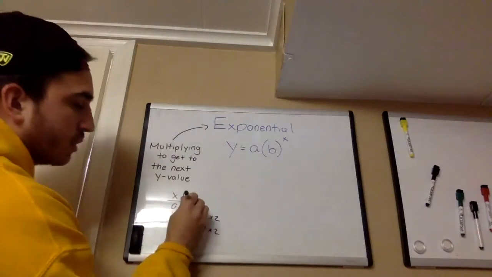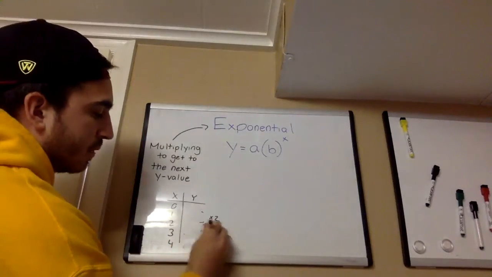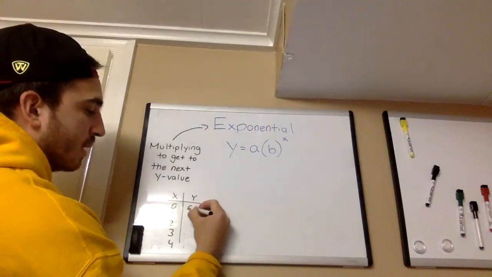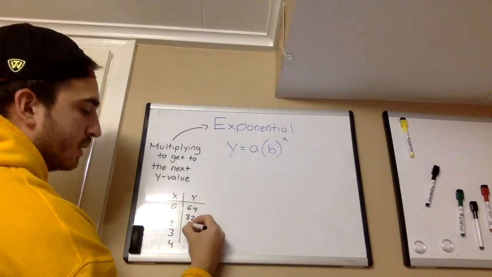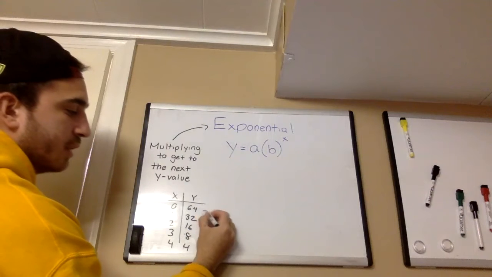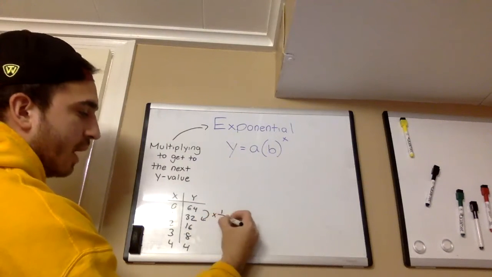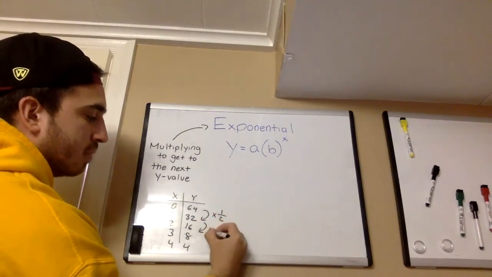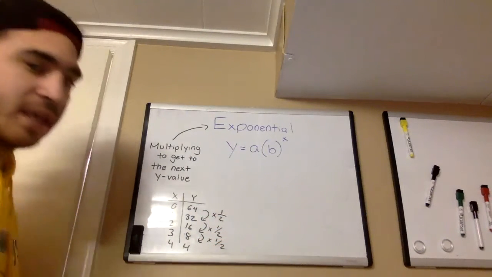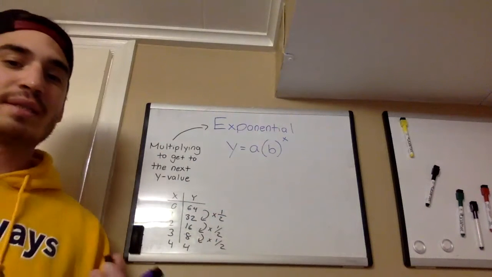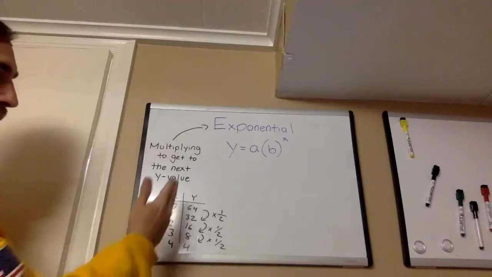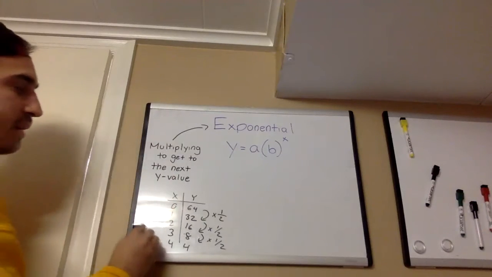It could also be multiplied by a fraction. For example, let's say it started with 64, and then it goes to 32, 16, 8, 4. To get from 64 to 32, we multiply by 1/2, multiplied by 1/2, multiplied by 1/2. This is still exponential. It's just going down instead of going up. So that's how you can quickly tell if something's exponential, just by looking at the y values.